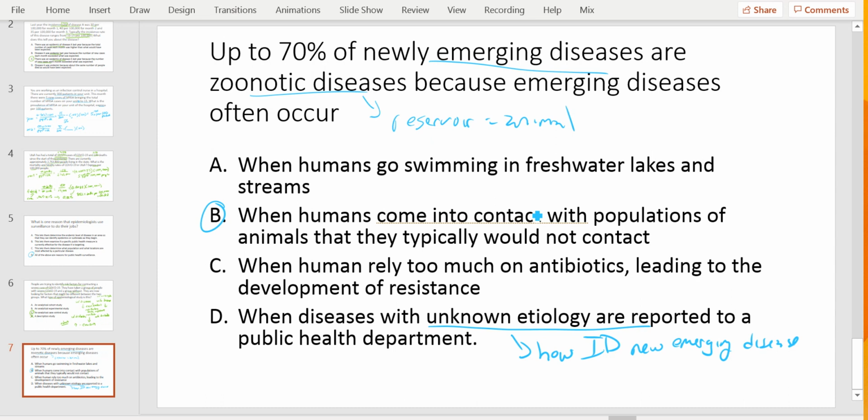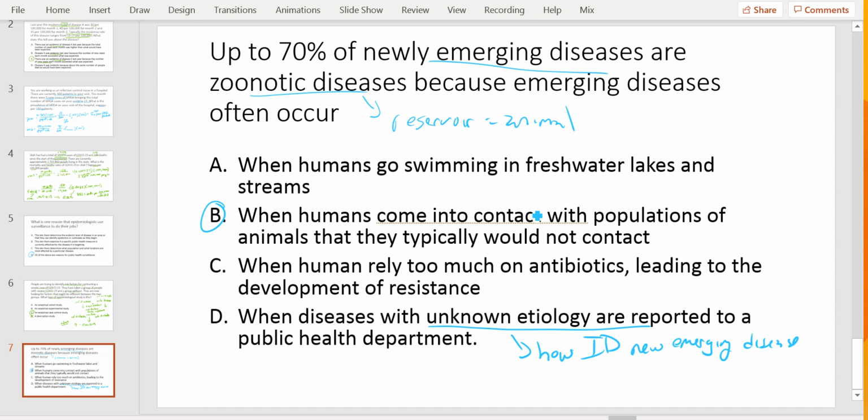That's when the researchers and scientists will come in and take samples and start to try to identify, is there a new pathogen we didn't know of in these samples? And you have to have that reporting to be able to identify these newly emerging diseases.